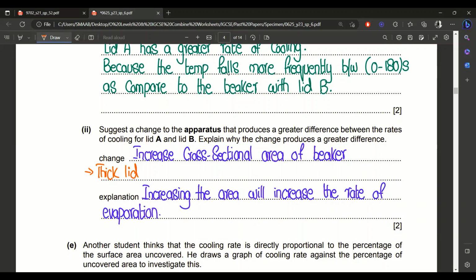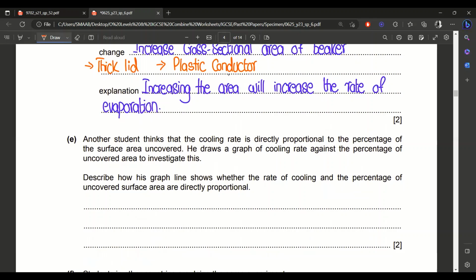Either we use a thick lid, so the transfer of energy will be greater as compared to the previous option, or we may use a plastic beaker, because plastic is a bad conductor, right? So it will lose heat more quickly as compared to a good conductor. So multiple options are there. You may check the marking scheme also, that will give you more idea about it, because this question is specifically related to the thermal chapter.